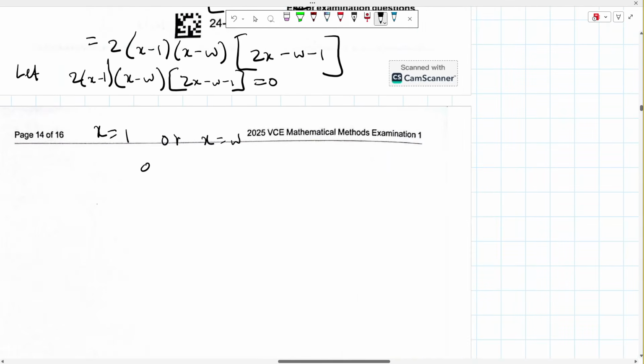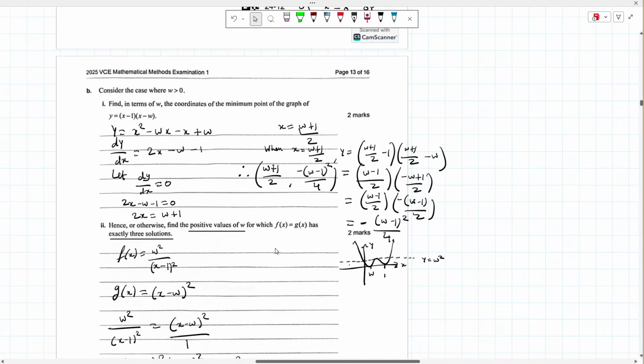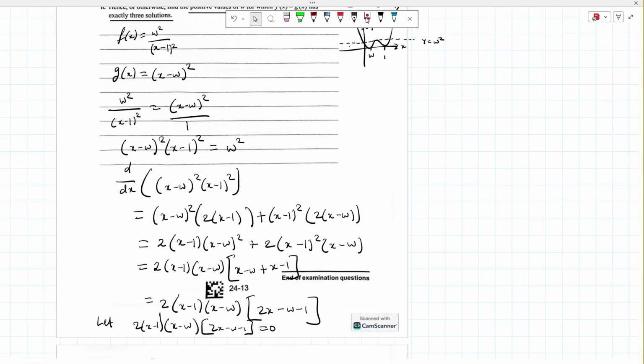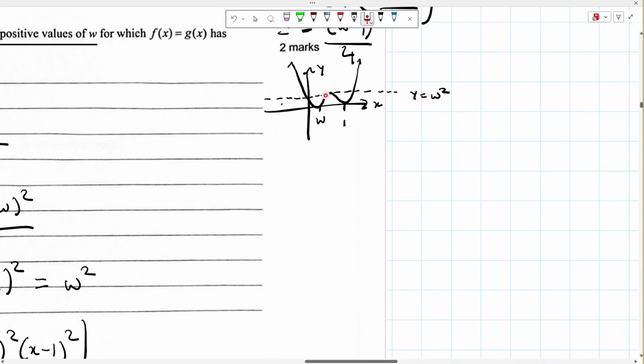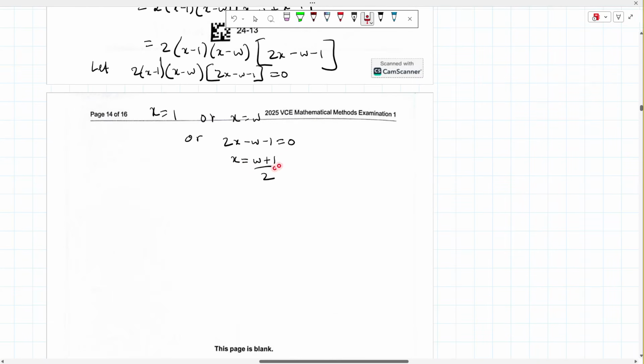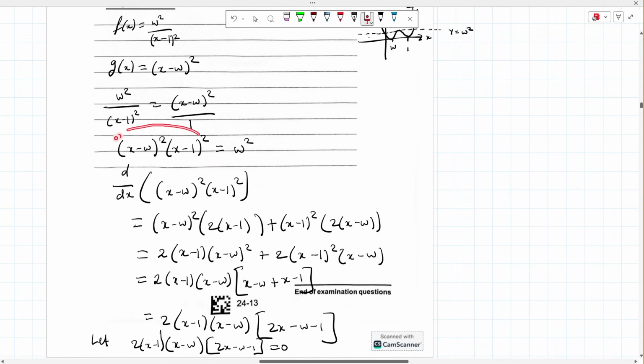Right? So, 2x minus w minus 1 is equal to 0. If you solve that, x is equal to w plus 1 over 2. That's the x coordinate of the local maximum. We also need to find the y coordinate. So we take this value and put it back in here.